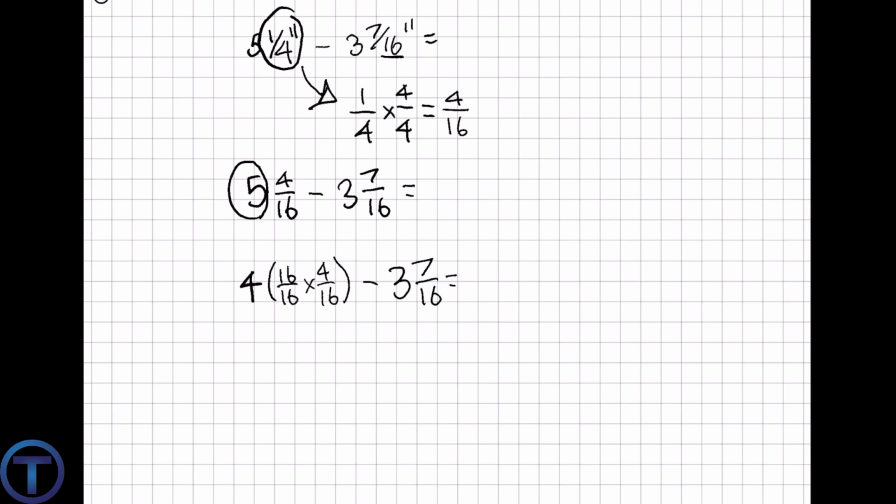Oops, check that out. I put a times. Don't times that. That's a plus. Plus. Okay, corrected. So that leaves me with 4 20/16 minus 3 7/16. So finally, both my whole numbers and my fractions are in a position where I can subtract. And that's going to leave me with 1, and 20 minus 7 is 13/16. That's going to be my fitting allowance for that Y.